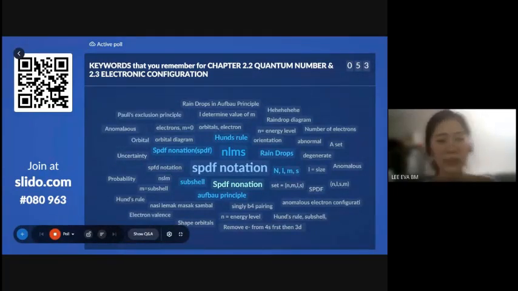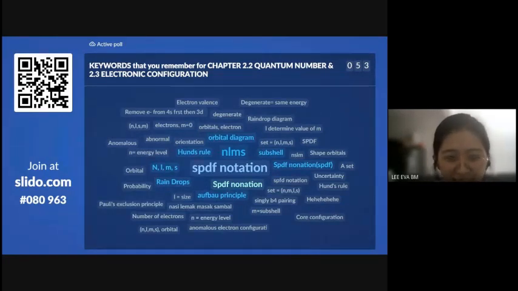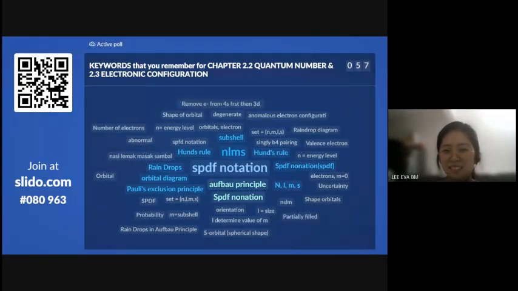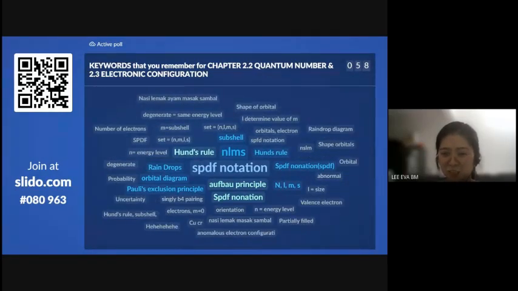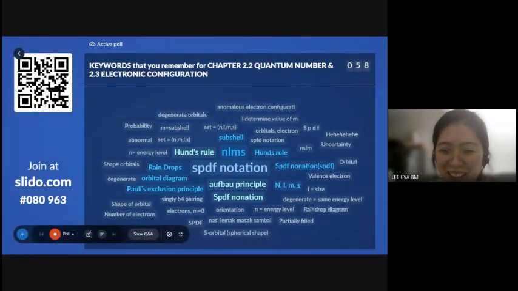Raindrops, probability of finding an electron. Okay, you remind me of that. I can see nasi lemak masak sambal. I can see singly before pairing. I can see the sets of quantum numbers. Well done. Halfly filled. I can see Cu, Cr, the anomalous case. I can see, apa itu? Siapa yang tak ingat langsung?